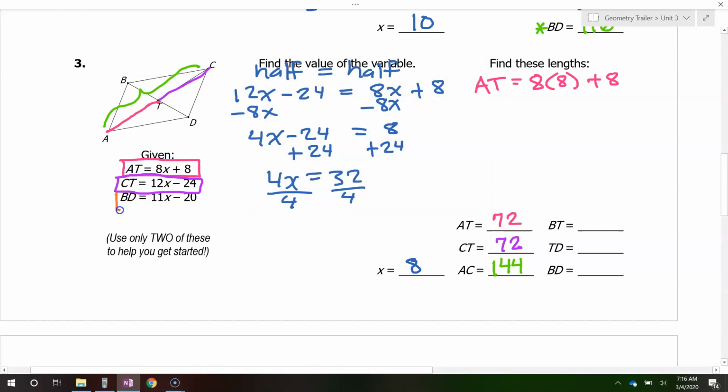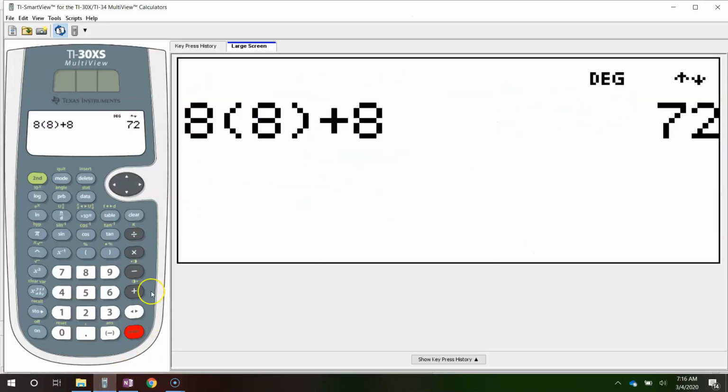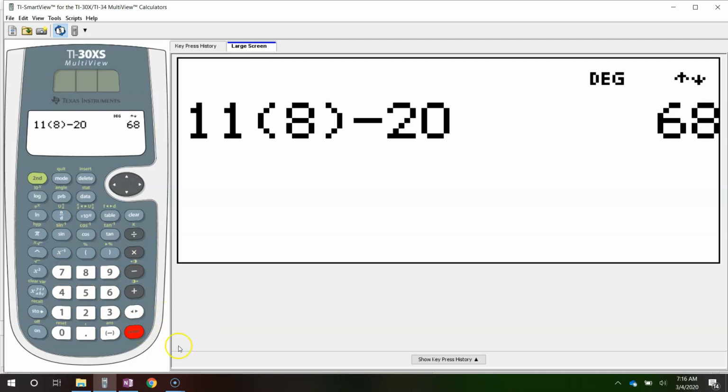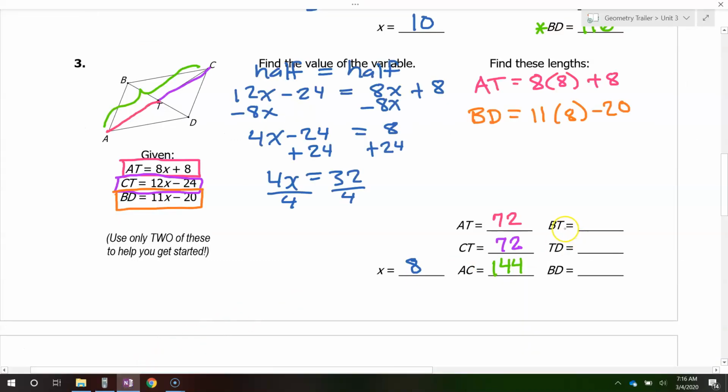Okay, so look at BD. All right, we have an expression for that. So BD is 11x minus 20. So that's going to be 11 times 8 minus 20. So that is 68. So BD is 68.